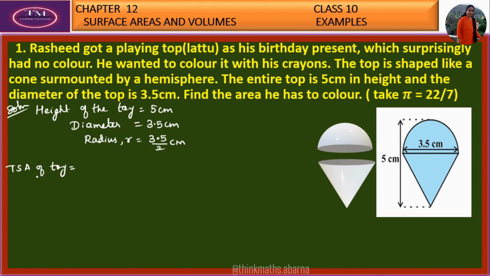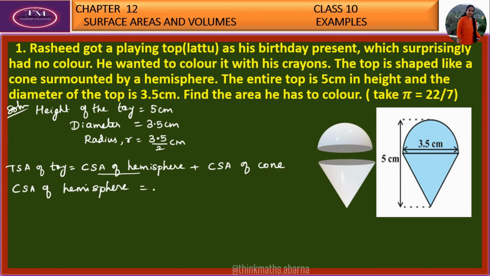So the total surface area of the toy is nothing but the curved surface area of the hemisphere plus the curved surface area of the cone. For the cone, the curved surface area is pi r L. So we have to find out L. We will do that on the next page. In this page, we are going to find out only the curved surface area of the hemisphere. So what is the formula? Curved surface area of hemisphere is 2 pi r square.